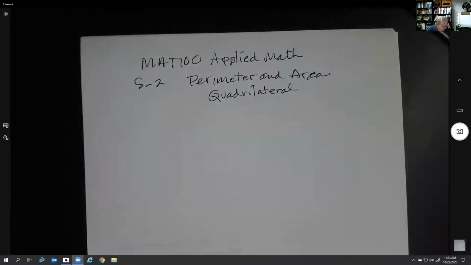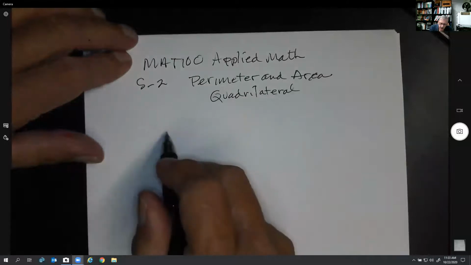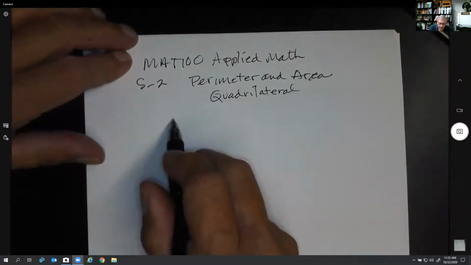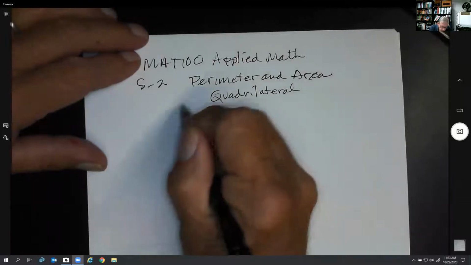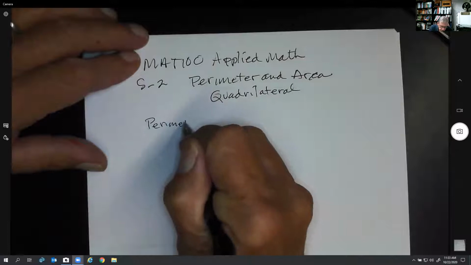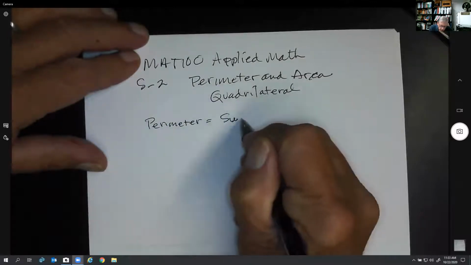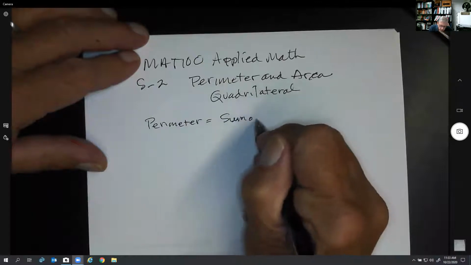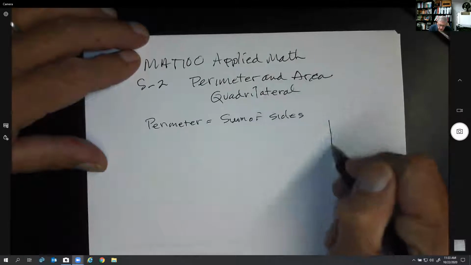So we're going to discuss now perimeter of any four-sided figure, or any figure really. All you have to do is add up the sides, right? It's the sum of the sides. So perimeter equals the sum of the sides. We're adding those outside sides.